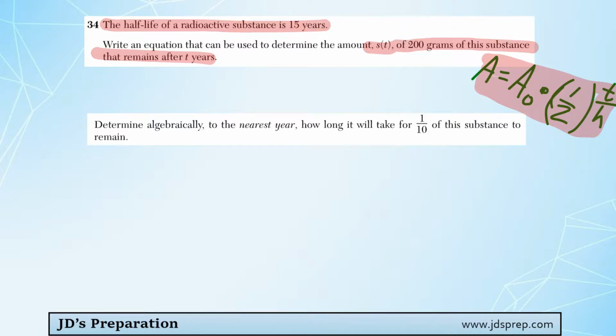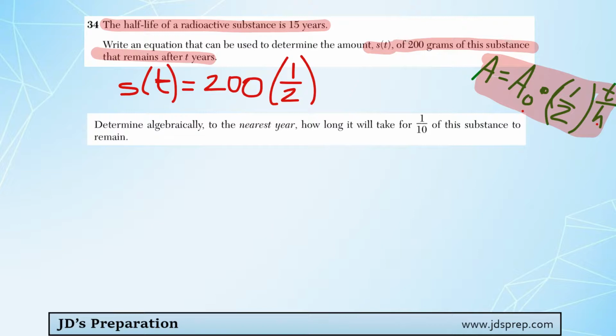So let's go ahead and write it out. S of t is going to equal our initial amount, which is 200 grams, multiplied by 1/2 to the power of t over h. So t represents time, and that is the correct variable we're being asked to use. And h represents the half-life, so that our half-life is 15 years. So our denominator there will be 15. All right, so that part's done.